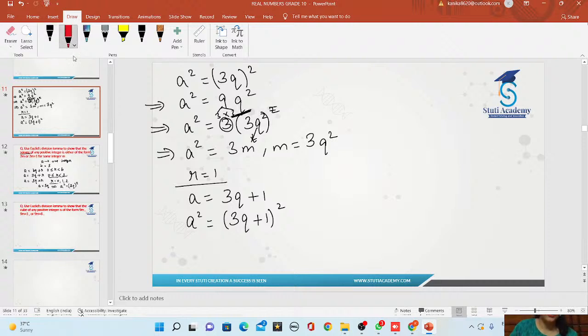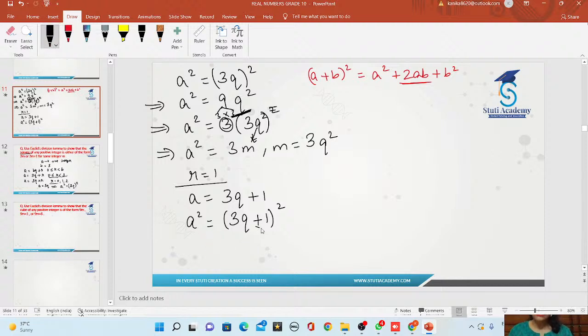I'll just write it quickly for you. So (a plus b) whole square can be written as a square plus 2ab plus b square. A lot of times children forget this 2ab term. Don't do that. This is very, very important. Otherwise, it will completely go wrong.